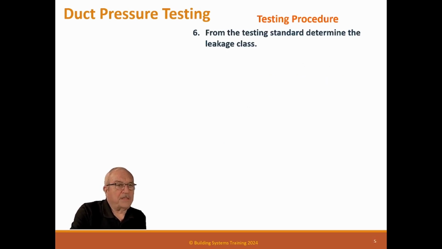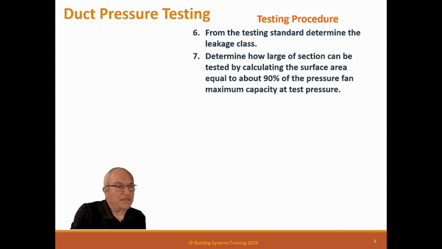From the testing standard, determine the leakage class. Determine how large a section can be tested by calculating the surface area equal to about 90% of the pressure fan maximum capacity at test pressure. So you don't want to hook up a piece of duct that's just a little bit bigger than your fan because you'll never get to pressure. So you want to make sure your fan is bigger than the section you're going to test. So if you've got a lot of leaks, you can still get to pressure and do the test. Can't get to pressure, you can't do the test.